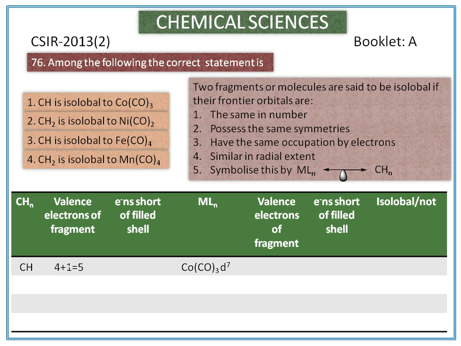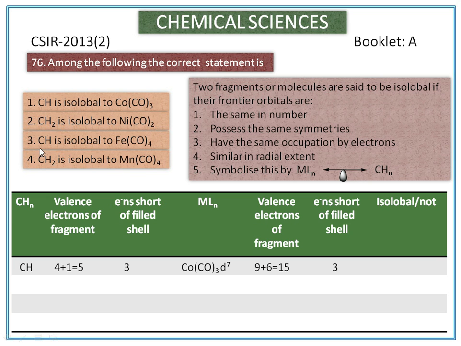The number of valence electrons for CH is 5. Here it requires 3 electrons to get the stable configuration. The number of valence electrons for tricarbonyl cobalt is 15. Here also it requires 3 electrons to get the stable configuration.